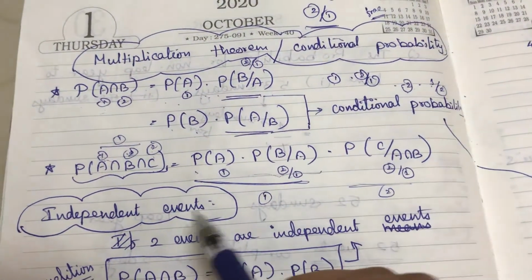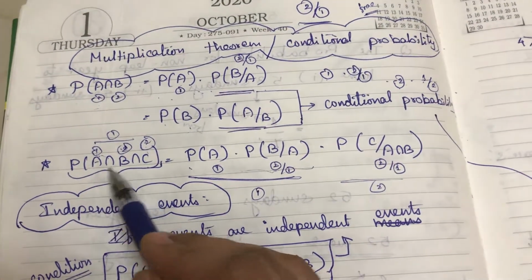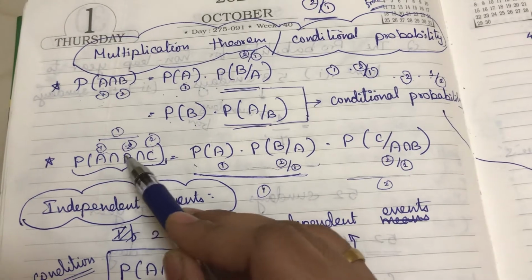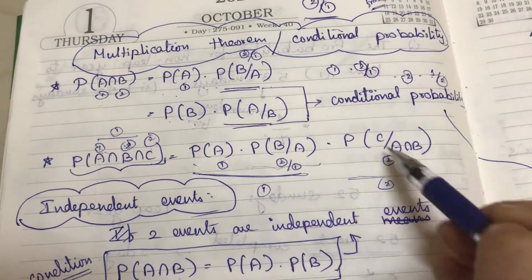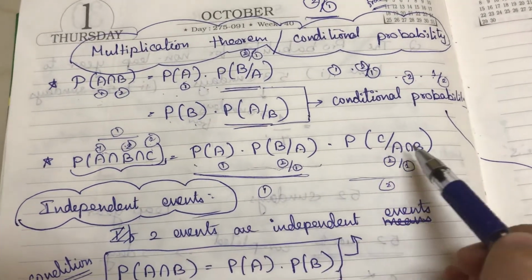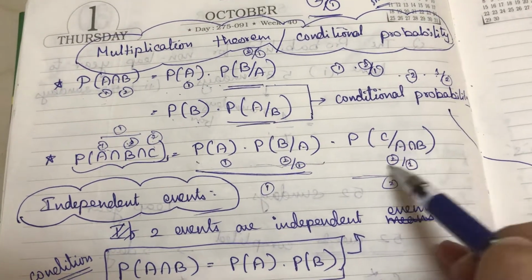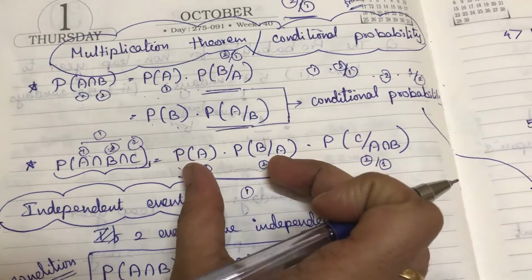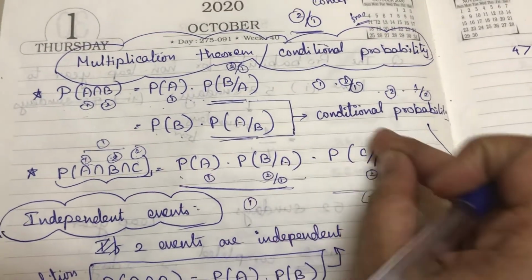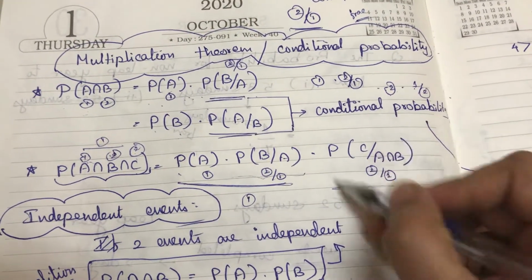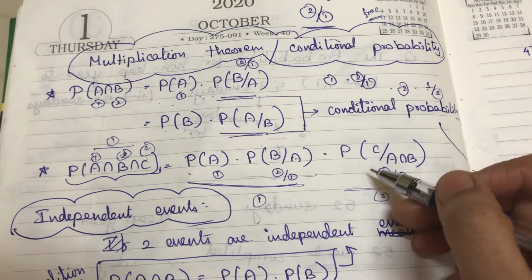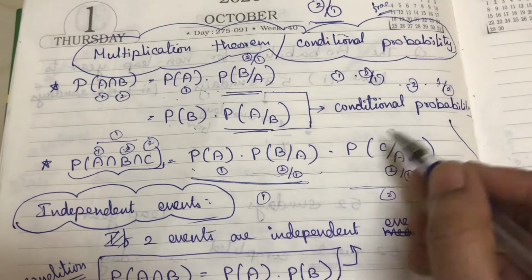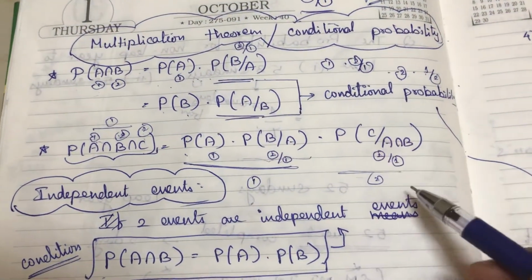You can easily understand this. This part is 1 and C is 2. So I can easily write P of A and B into P of C by A and B. I am considering this part as a whole and doing this term, and then adding this term. So this part is 1 and this part is 2, like P of 2 by 1.